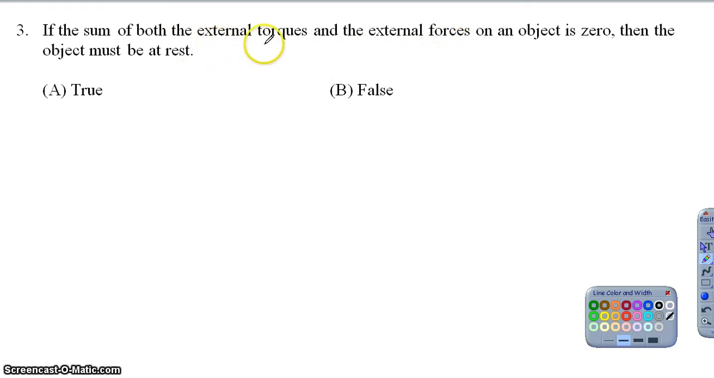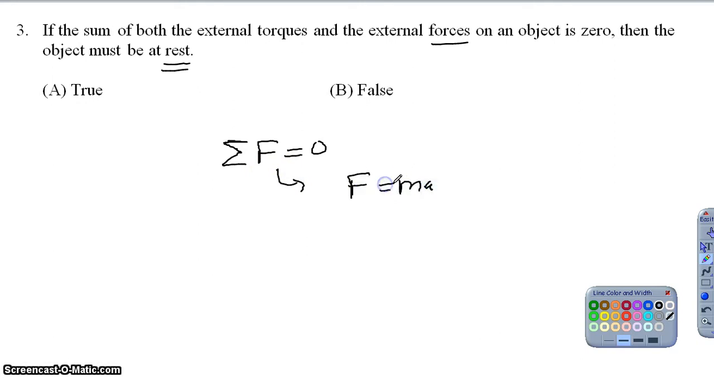So if the sum of both the external torque and the external force on the object is 0, then the object must be at rest. Now hopefully most of us just remember from the definition, maybe even easier to start with forces as we look at this, but if we know that the net force equals 0, that does not necessarily mean the object is not moving, right? The only thing this tells us for sure is we know the net force relates to mass times acceleration. So the net force equals mass times acceleration.